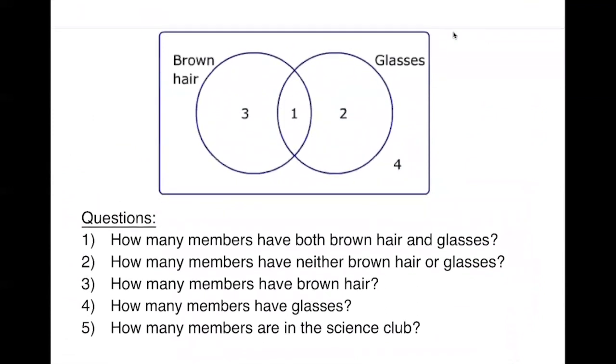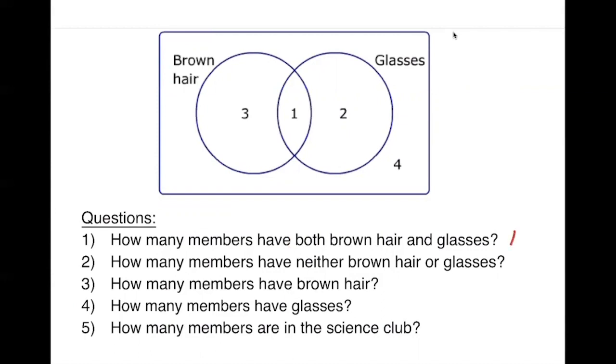Right, and let's just do some quick reading of Venn diagrams. Pause the video and answer those 5 questions, please. Okay, so how many members have got both brown hair and glasses? When you see the word both, you're looking for the intersection, and the intersection here has got 1 person in it. So we're going to write there is 1.